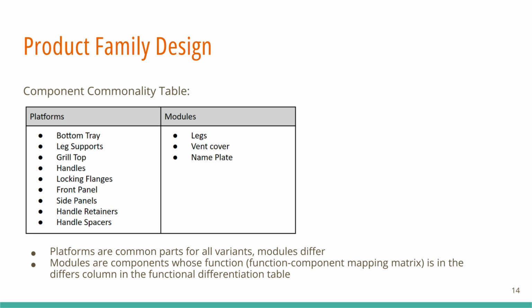Then we have our component commonality table. So this identifies the platforms, which are common components, and then modules, which differ between the two. And then modules are components whose function, based off of the function component mapping matrix, is in the differs column in the functional differentiation table.